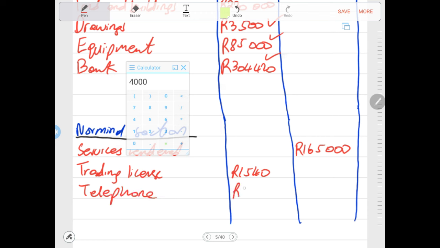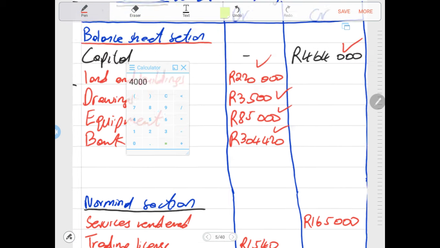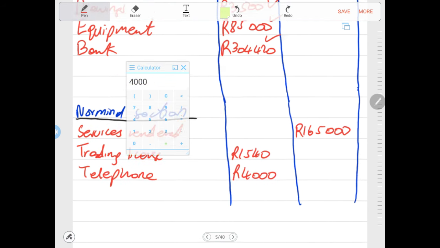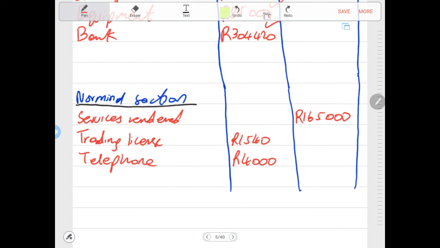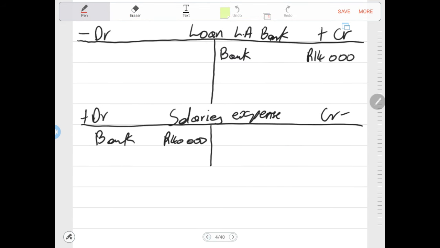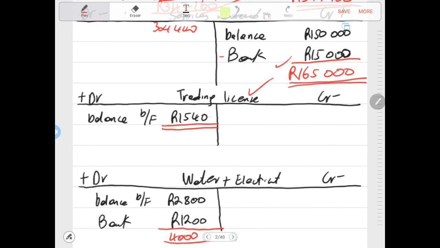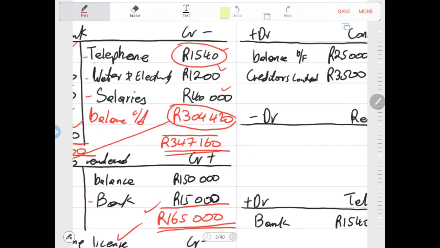the bigger side is on the debit side. Therefore, it must be recorded on the debit side of the trial balance, which is the first column for recording figures. Then we go to the next account. We are done with water and electricity.